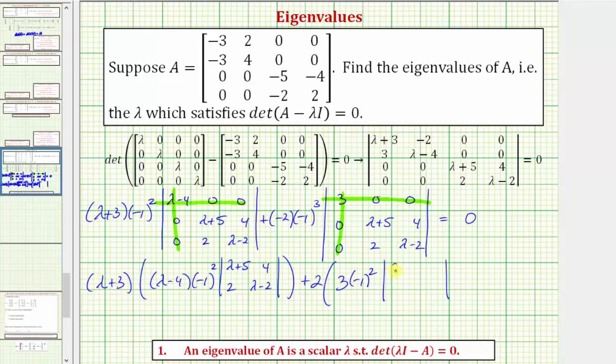So we have lambda plus 5, 4, 2, lambda minus 2. And once again, the remaining elements in row 1 are 0, so we can go ahead and stop the expansion. So all this on the left must equal 0. So for the next step, we'll evaluate the 2 by 2 determinants by finding this product minus this product. Let's do this on the next slide.